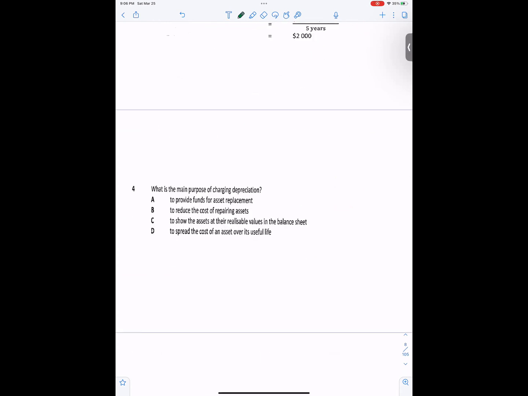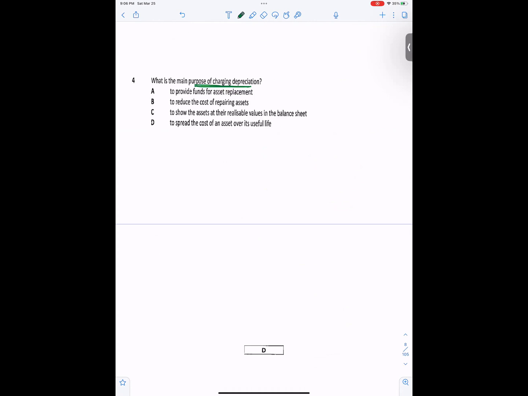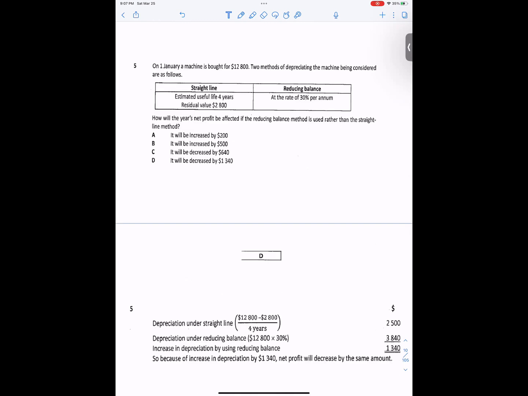Let's go to the next one. What is the main purpose of charging depreciation? To show the assets at their realizable value in the balance sheet. No, to spread the cost of an asset over its estimated useful life. I think I did the useful life in the paper, so I think it should be correct. Did this come in the paper? No, something like this came. Let's do the next one.